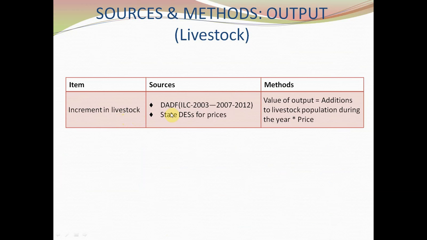Increment in livestock is from DADF studies, ILC 2003 and 2007 to 12. These are the main sources, and prices are provided by state DES. Value of output is calculated by using additions to livestock population during the year into price.